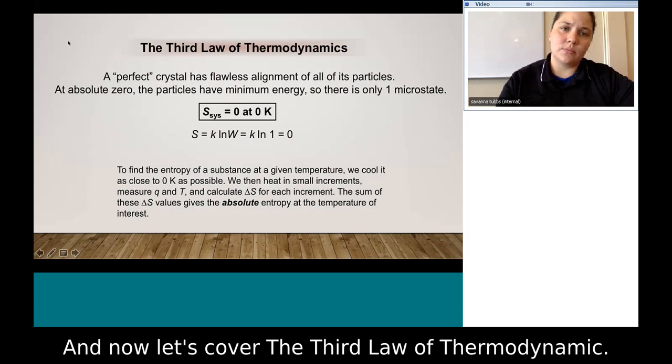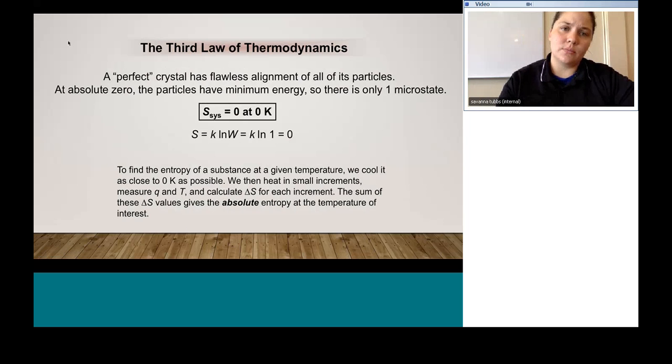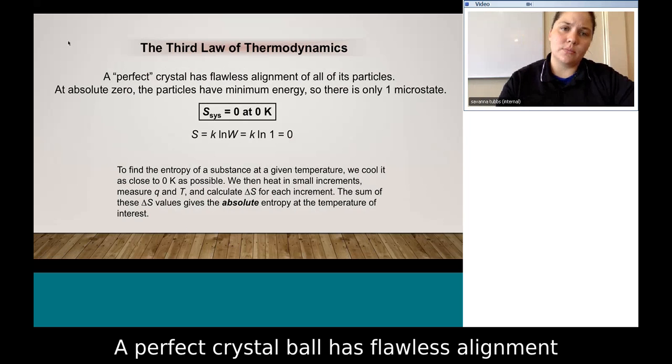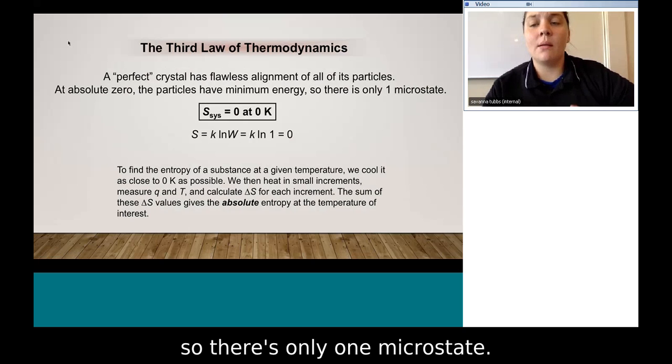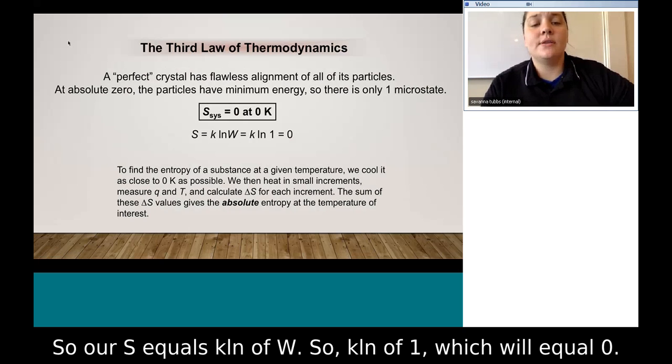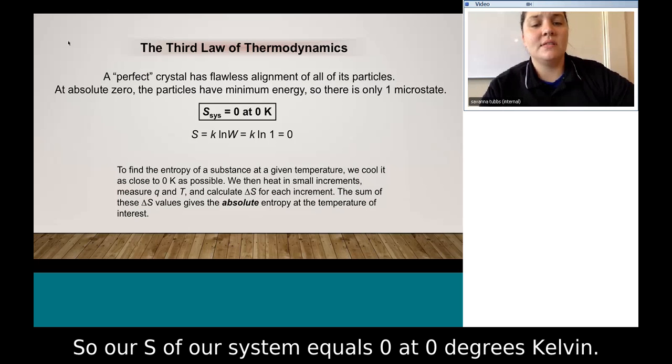And now let's cover the third law of thermodynamics. A perfect crystal has flawless alignment of all its particles. At absolute zero, the particles have minimum energy, so there's only one microstate. So our S equals k ln W, so k ln of 1, which will equal 0. So the S of our system equals 0 at 0 degrees Kelvin.